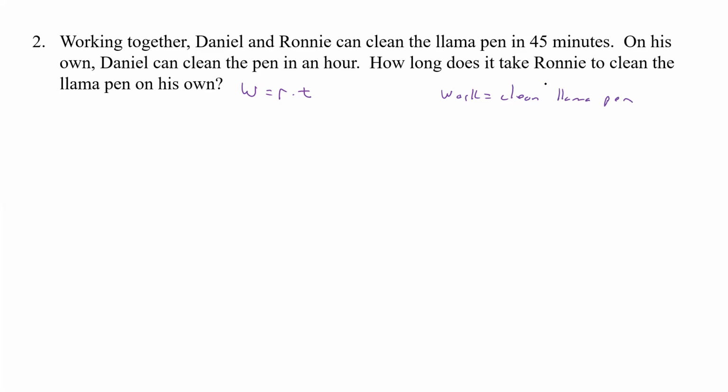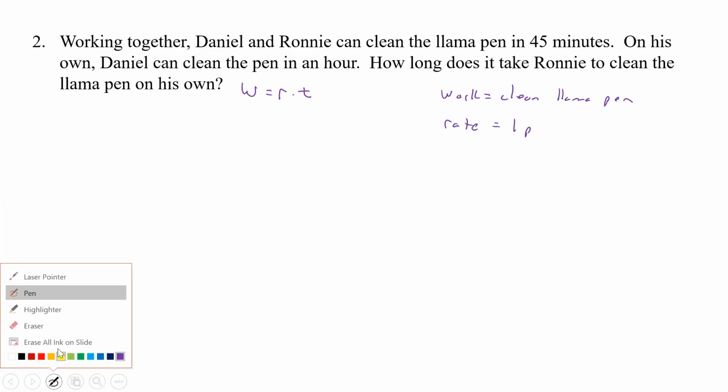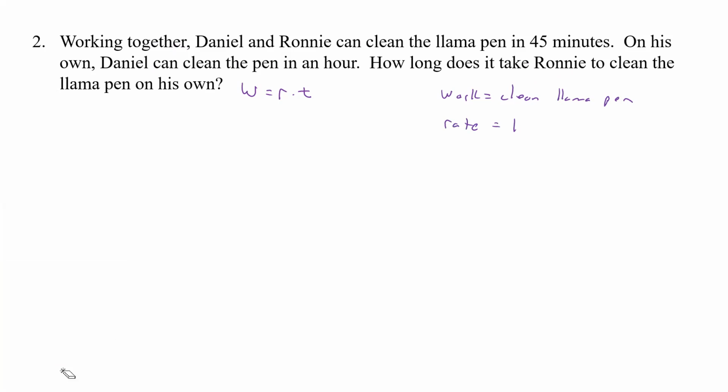Now, what does it say? It says Daniel knows he can do it in that one. Ronnie is what we're looking for. And so, our rate, I guess we should write all these down. Rate is equal to one. We want clean pen, not just one pen. One clean pen per hour.